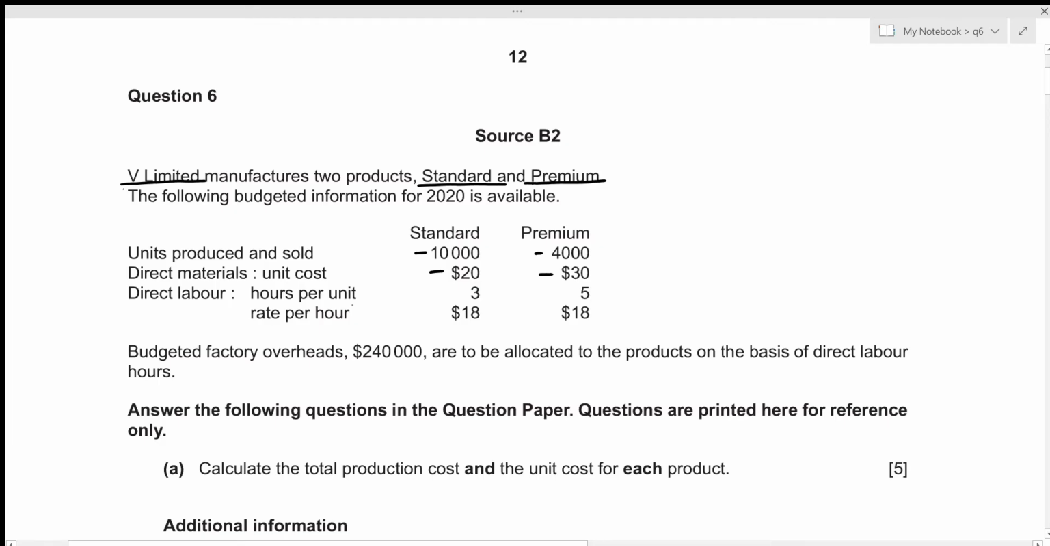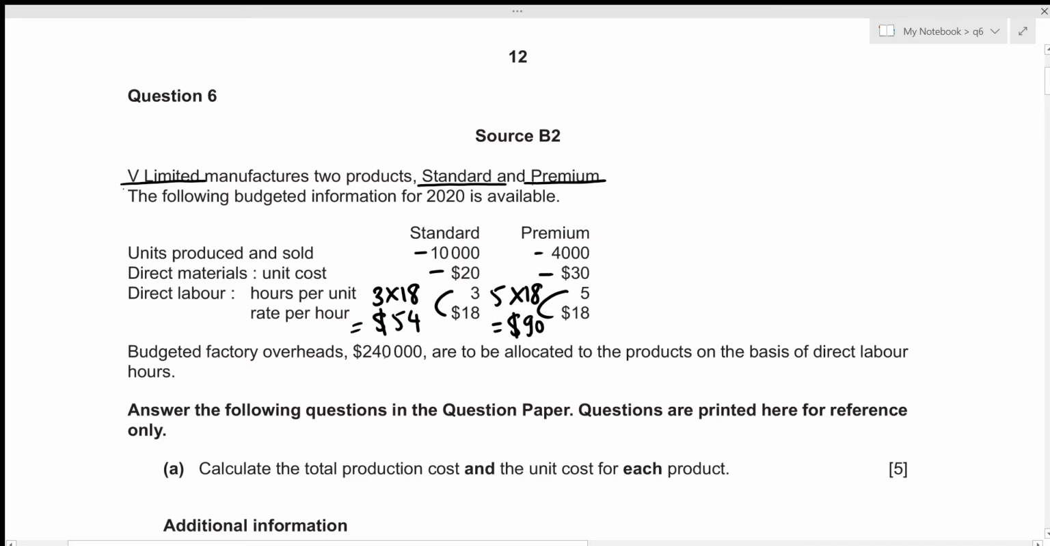So we can easily figure out the direct labor unit cost by multiplying these two factors together for both the standard as well as premium. For direct labor per unit cost for standard, that will be 3 times 18, which is the hours per unit times the rate per hour, which gives our direct labor cost per unit to be 54 for standard. Now we repeat the same process for premium. That will be the direct labor hours per unit of 5 times the direct labor rate per hour of 18, which gives the direct labor cost per unit for premium to be 90.